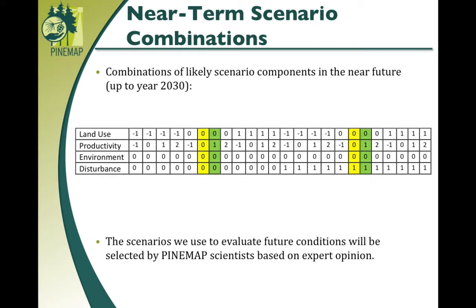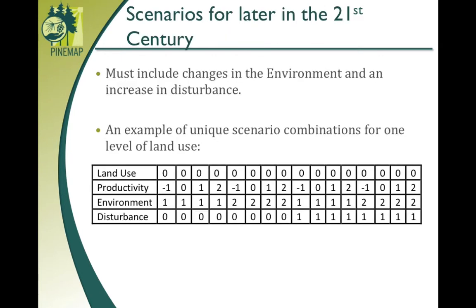Now, I'm not the one to make the decision on which of these we use, but that's the approach we're going to take. We're going to build up some rational reasons for the types of projections we're going to make for the future and put boundaries on them using these scenario combinations. Okay, now when we get out a little bit farther, things get more interesting. Or more complex, depending on how you look at it.